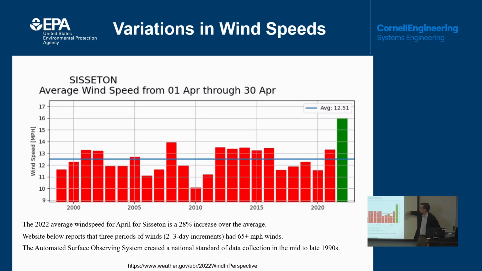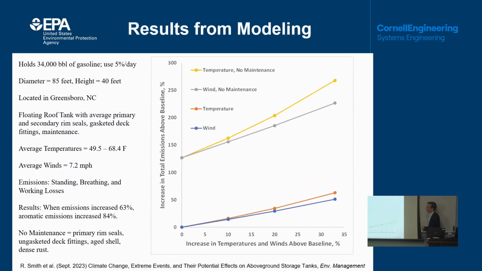The winds were 28% higher, right? This is for the month average. There were actually a lot of periods of 65-plus mile per hour winds, okay? And they weren't short periods. It was a few days at a time. Both these temperatures and these winds are important because those are the things I'm going to show you in the calculations here, and we have a model to describe what the emissions are based on temperatures and winds.